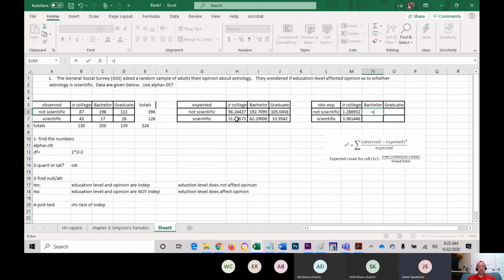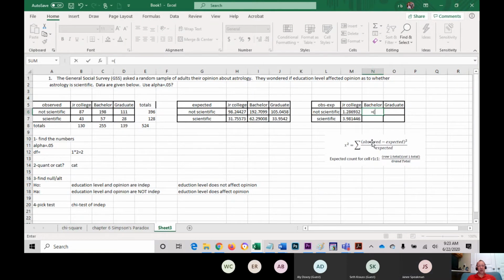So for this one, we do 396. Nope, we're not dealing with totals anymore. Wait, then I don't understand what we're doing. Okay, so we're doing the observed table. Yeah, we're doing this one. Okay.